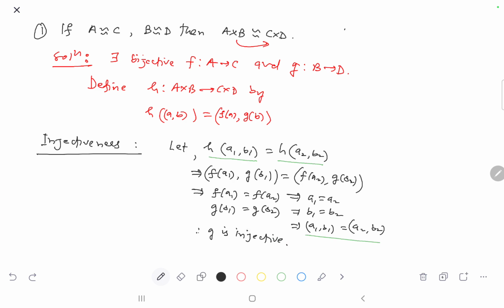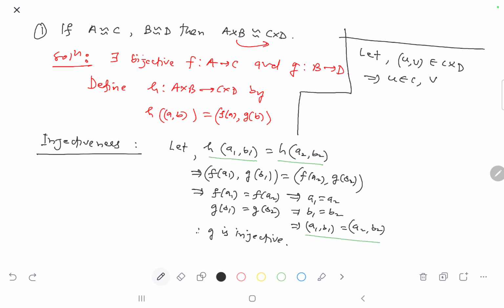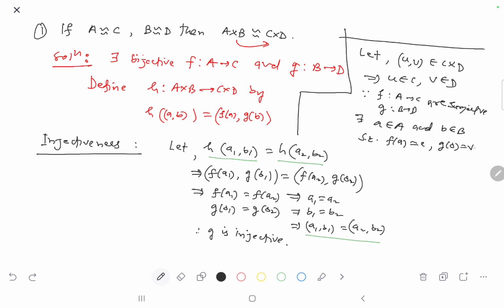Now surjectiveness, how do we prove it? We have to take an element from the codomain. Let (u, v) belong to C cross D, so u belongs to C and v belongs to D. Now, f from A to C and g from B to D are surjective, so there exist a in the set A and b in the set B such that f of a equals u and g of b equals v.